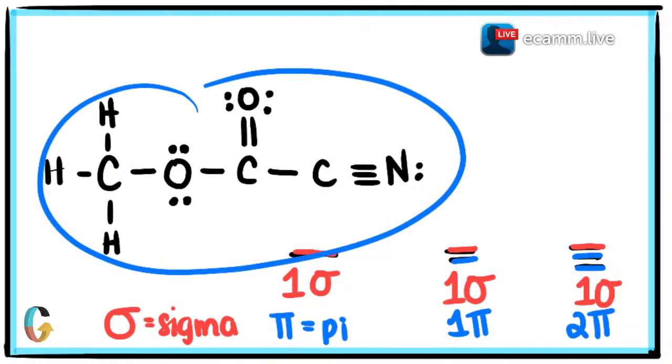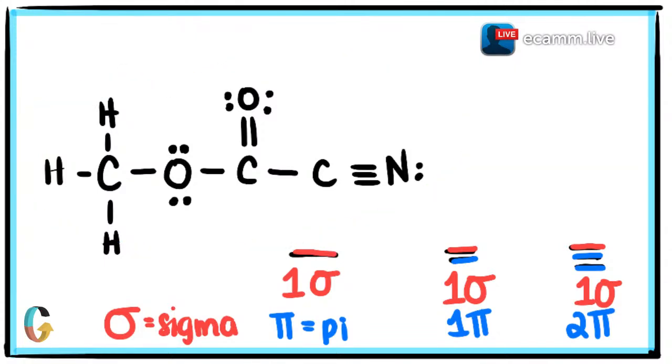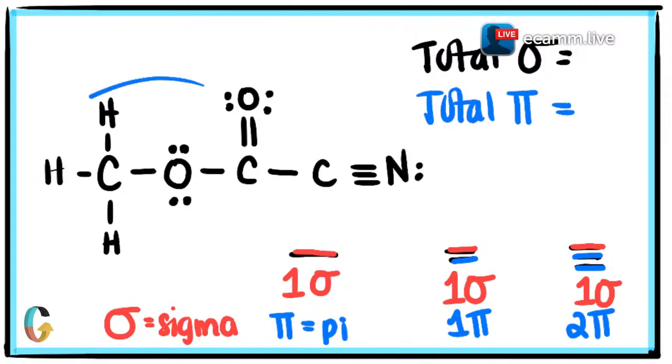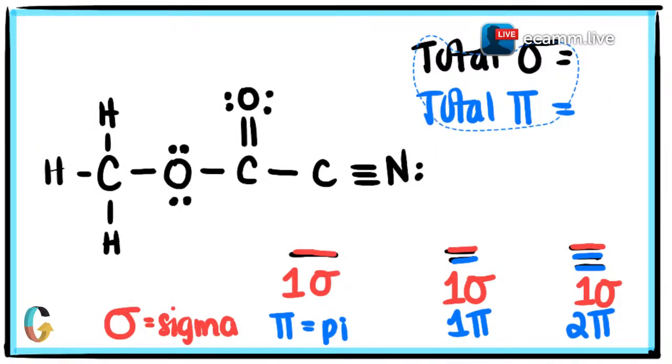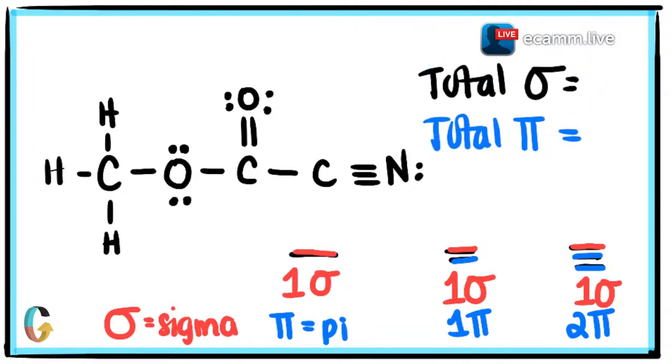So basically, can we calculate the total number of sigma bonds and the total number of pi bonds in this drawing? What do you think? Let's start with the easier one first. How many pi bonds do you think are here? I should have dropped this down a little bit more. Okay, how many pi bonds are there? Remember, a pi bond is only in a double bond and a triple bond. How many pi bonds? What do you guys think?